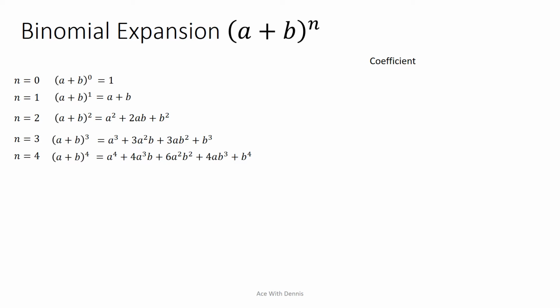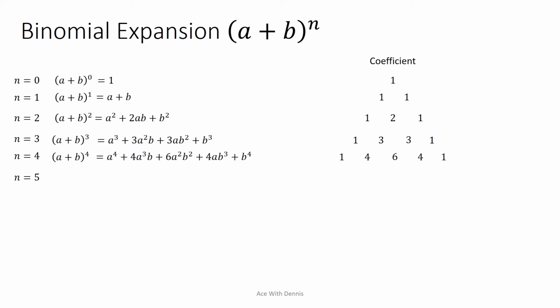Now, let's copy down all the coefficients of the expansions here. The first one is 1. The second row, the coefficients will be 1 and 1. The third row, the coefficients will be 1, 2, and 1. The fourth row, the coefficients will be 1, 3, 3, 1. And the fifth row, the coefficients will be 1, 4, 6, 4, 1. From here, I hope that you can observe the pattern.